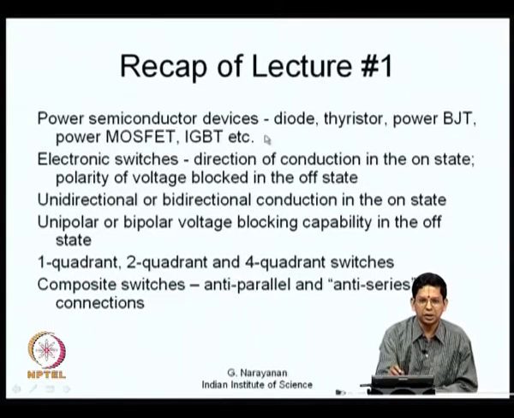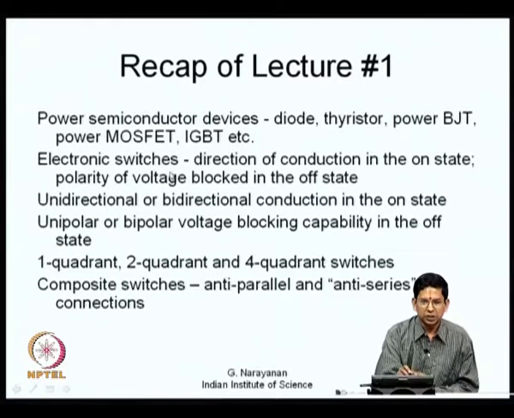There are various power semiconductor devices available, such as the diode, the thyristor or SCR, the power BJT, which is the bipolar junction transistor otherwise called the power transistor, the power MOSFET, and the IGBT. As we saw in the last class, the IGBT resembles a MOSFET when viewed from the gate side, or the control side. When viewed from the power side, it resembles a transistor. So, we have these various kinds of power semiconductor devices available.